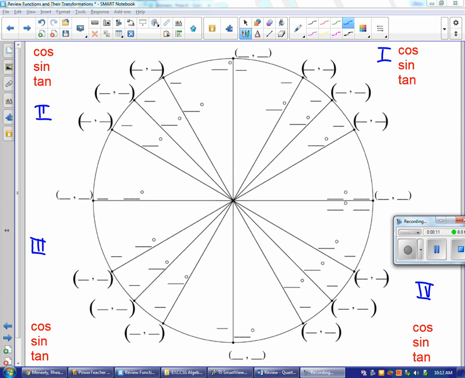I'm going to begin by going over the unit circle. You will be given a blank unit circle for the quarterly assessment. It is the expectation that you can fill this out completely and use that as your guide for the assessment itself.